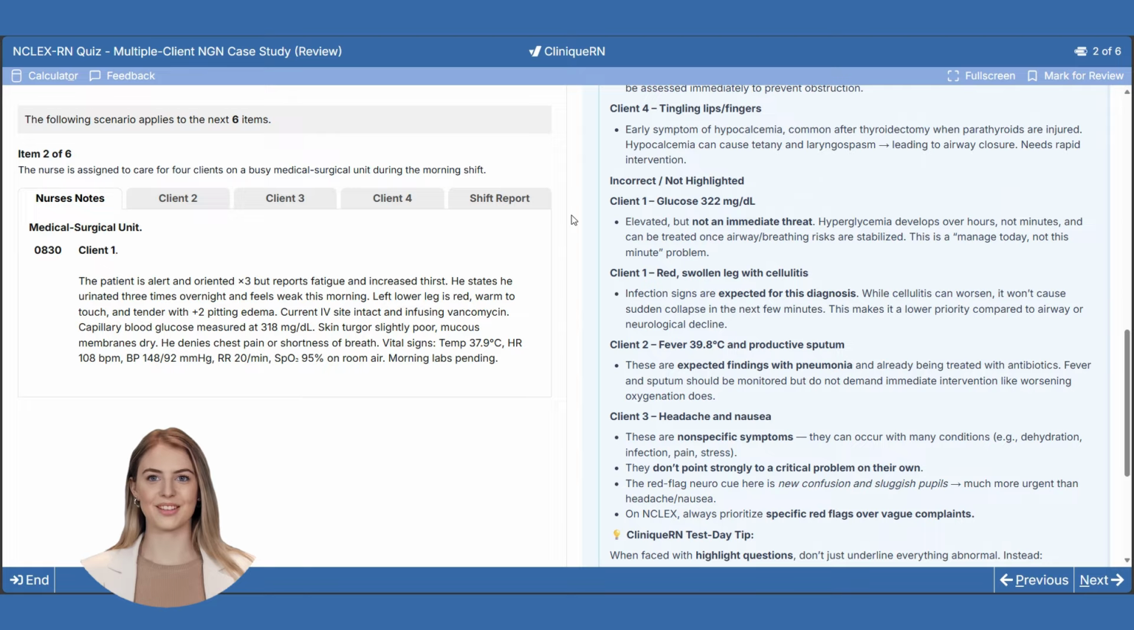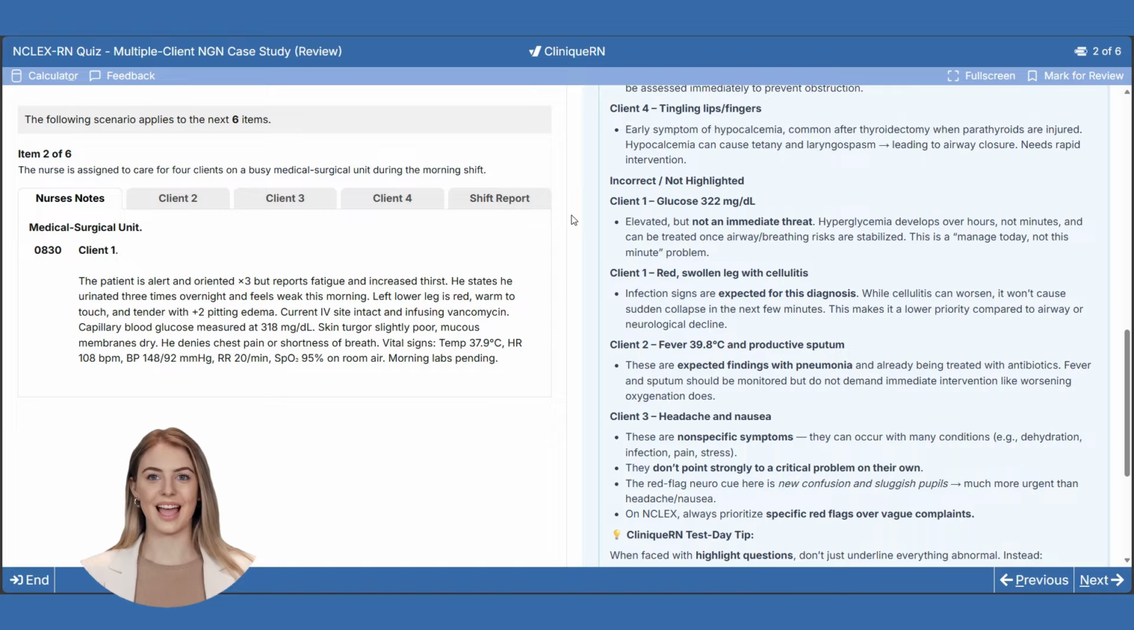Client 2, fever 39.8 degrees Celsius and productive sputum. These are expected findings with pneumonia and are already being treated with antibiotics. Fever and sputum should be monitored, but do not demand immediate intervention like worsening oxygenation does.